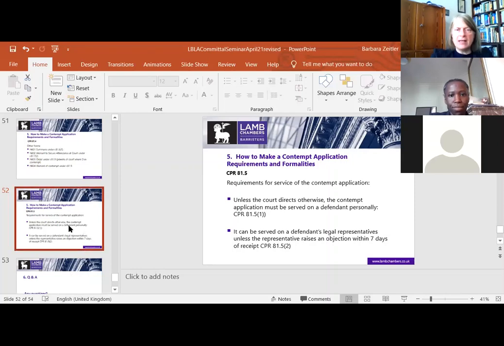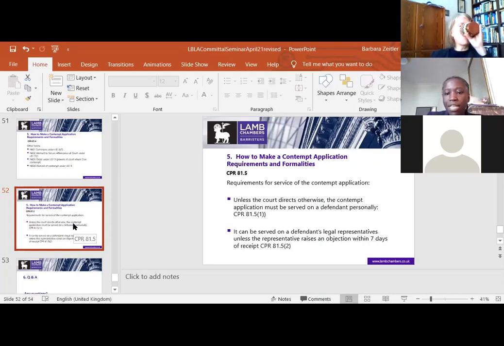Again, I think we've already touched on CPR 81.5, the requirement of personal service, but we thought we'd put a slide about personal service in again once more, just to remind you of the importance of this. I'm not sure, Elizabeth, whether you wanted to say anything else about personal service at this stage. So I think I'll just hand over to you.